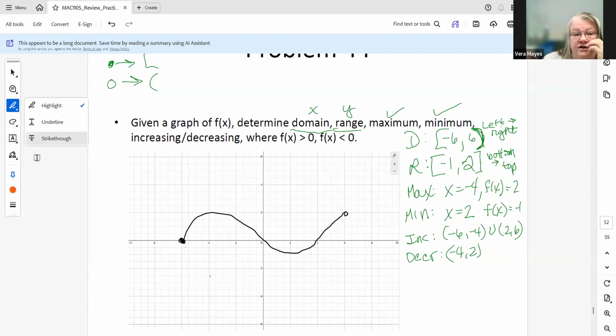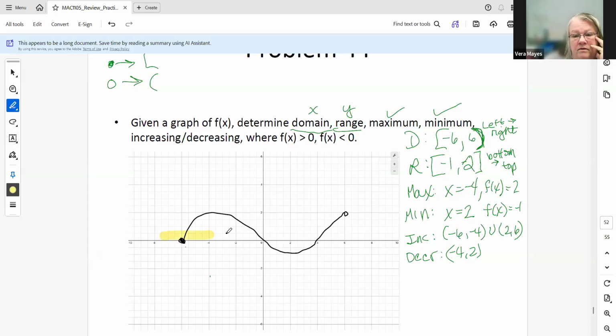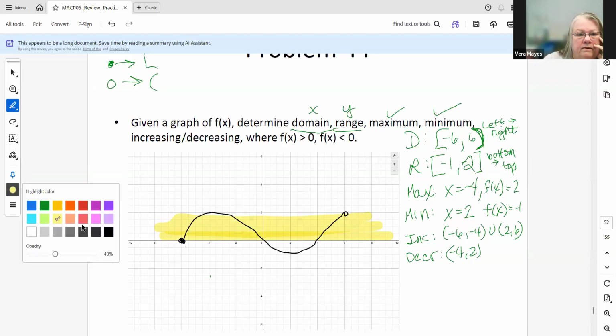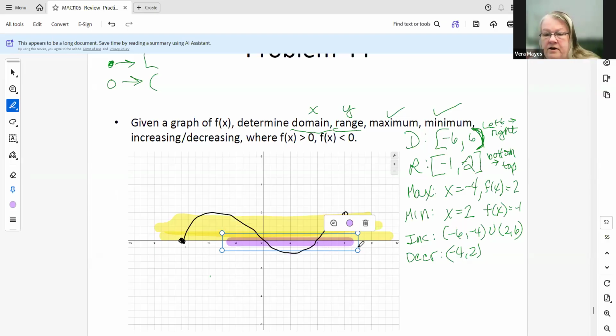So one of the things I like to do is use a highlighter. Let's do yellow. So up here, our y value is positive. Down here, our y value is negative. So when I look at this, I'm going to use that same idea of a number line again.